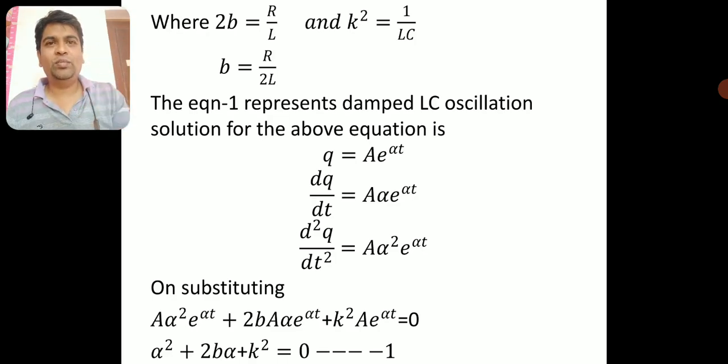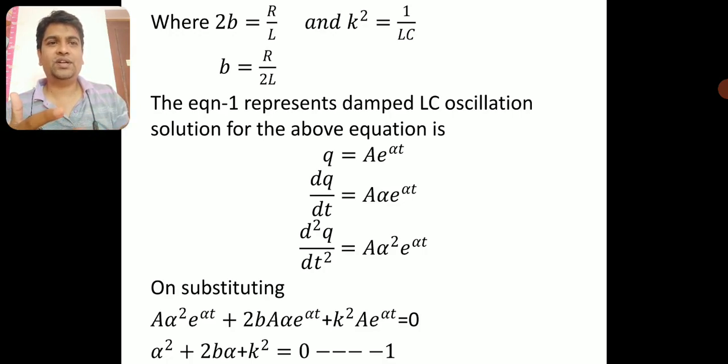If I differentiate with respect to time once, dq by dt becomes A into alpha e to the power of alpha t. If I differentiate the right hand side, A into e to the power of alpha t, the differentiation is alpha e to the power of alpha t. Now this becomes A into alpha e to the power of alpha t. Again I am differentiating this equation once more with time. Now this becomes d square q by dt square, which is equal to another alpha getting added here.